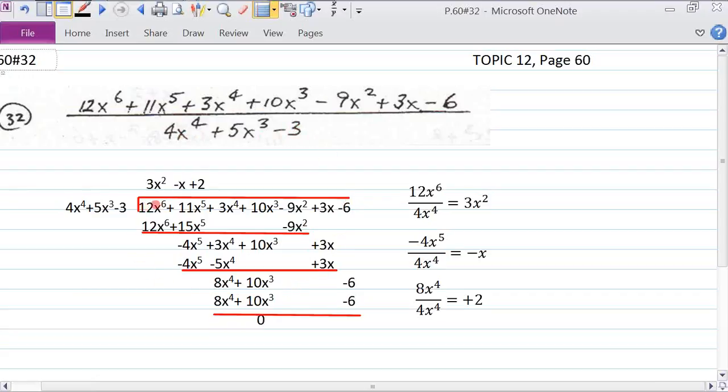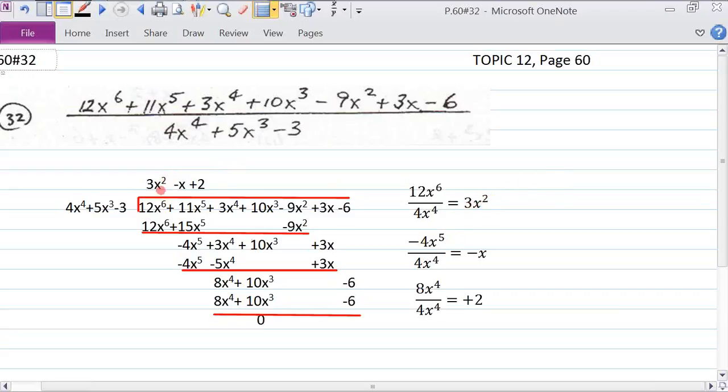Now what I'm going to do is take this first term and divide it by the first term here. So 12x to the 6th divided by 4x to the 4th gives me 3x squared. That 3x squared goes right over here and becomes the first term.